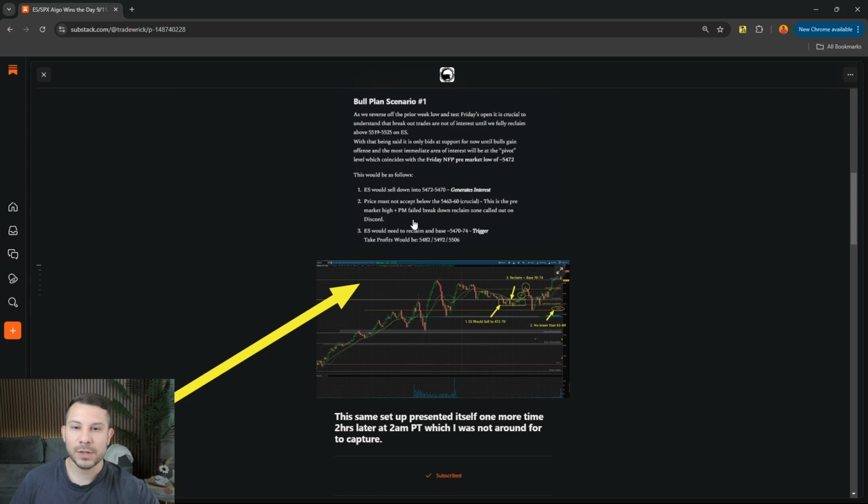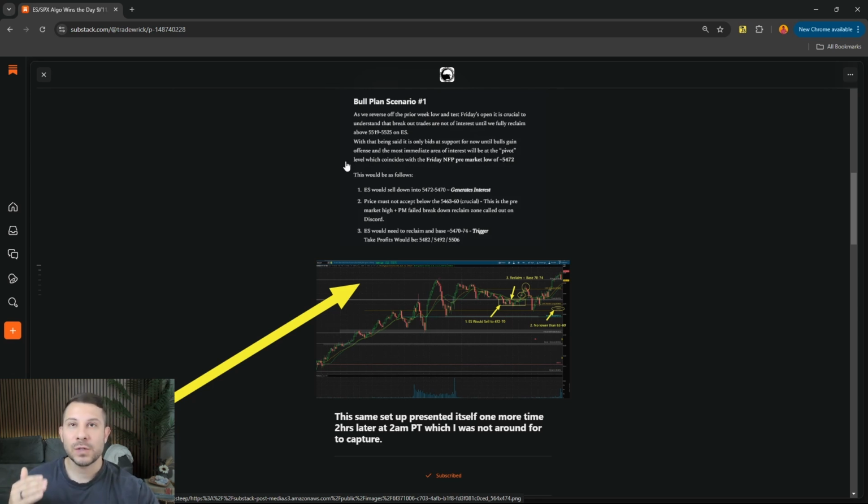So the plan was as such: as we reverse off the prior week low, in other words, the reversal was put in place, it's crucial to understand that breakout trades are not of interest until we fully reclaim certain levels. So I'm always drawing the landscape that right now is not the time to be a breakout trader, based on Friday's action, how much we sold off from. We're now in defense mode.